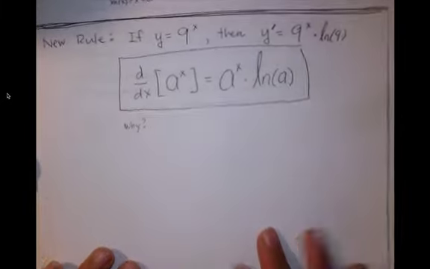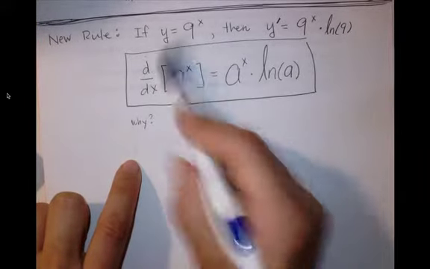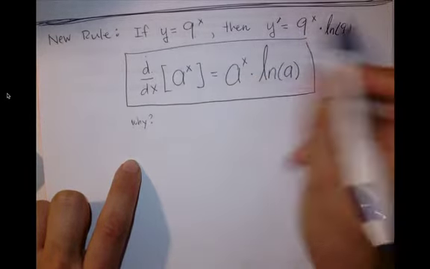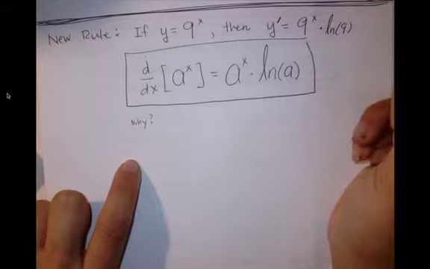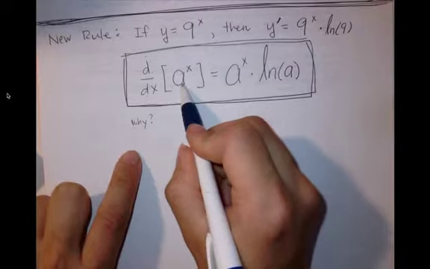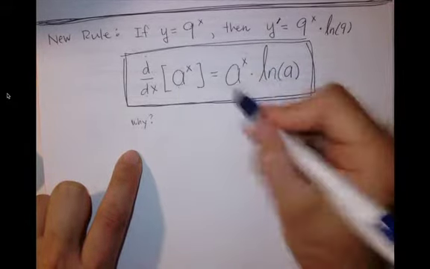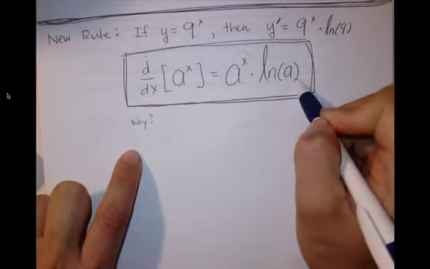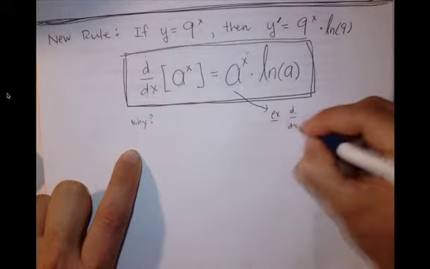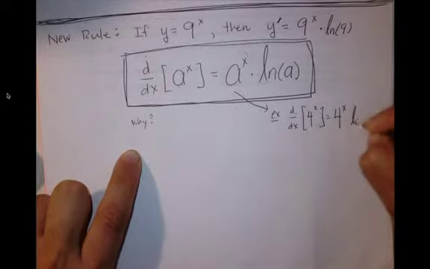Here's one more consequence of the chain rule. We can actually compute the derivative of the exponential function with base 9. So here's y equals 9 to the x. What is the derivative of this function? Well, we don't know at this point. But here's a new rule for us: the derivative of the exponential function with base a is equal to the function itself times the natural log of a. Okay, so for example, the derivative of 4 to the x is just equal to 4 to the x times ln 4.